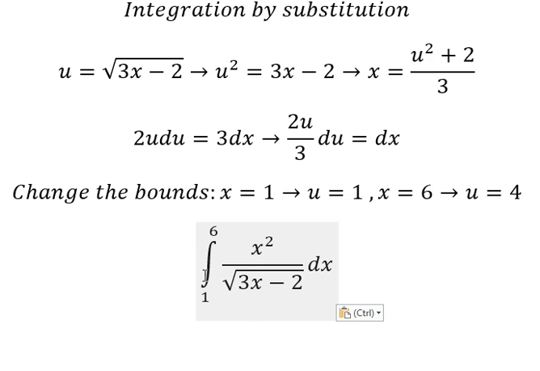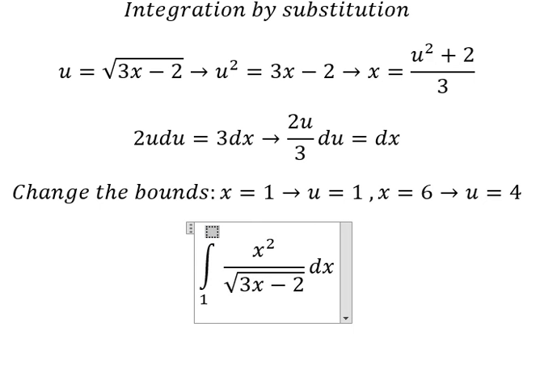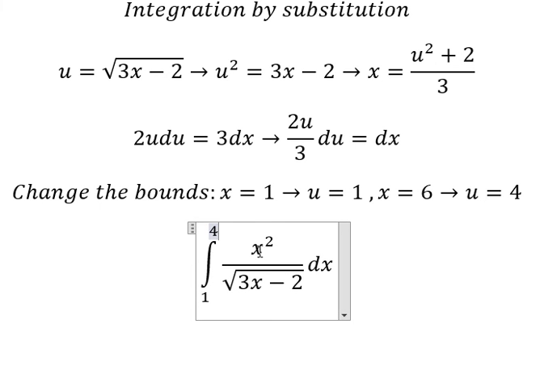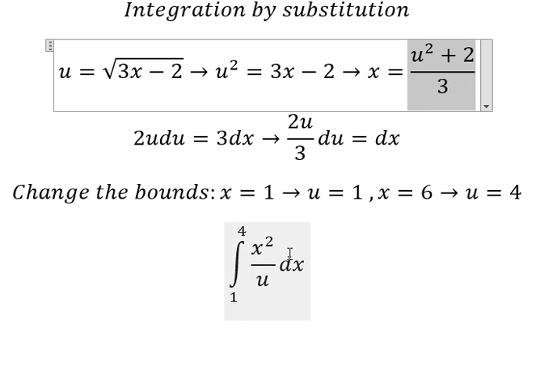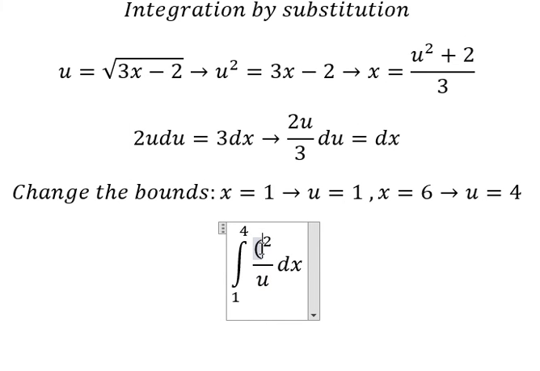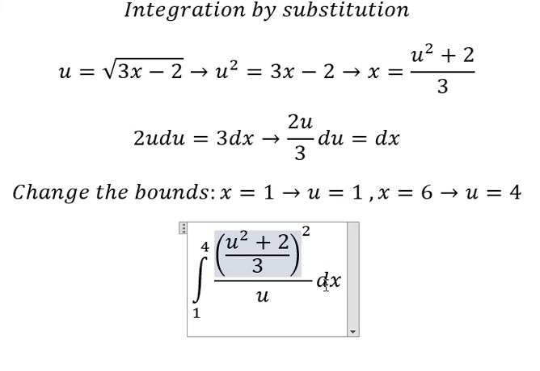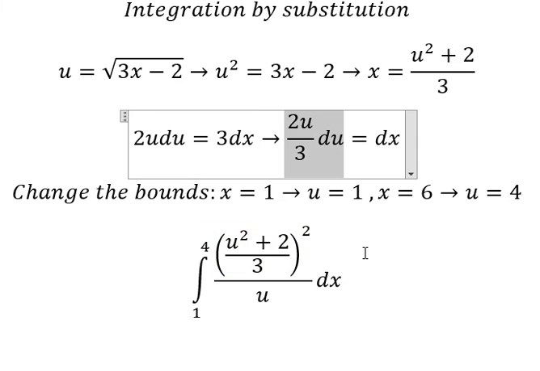So the bound 1, we keep 1. The bound 6, we change to 4. The square root, we change to u. S, we change to this one. The s, we change to this one.